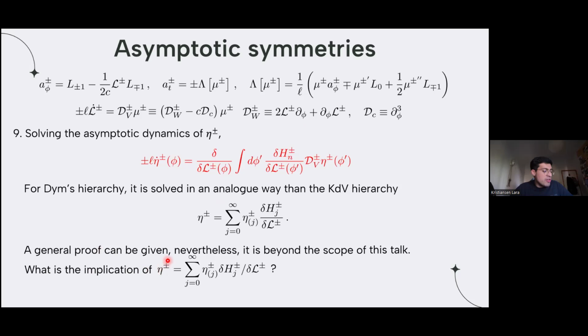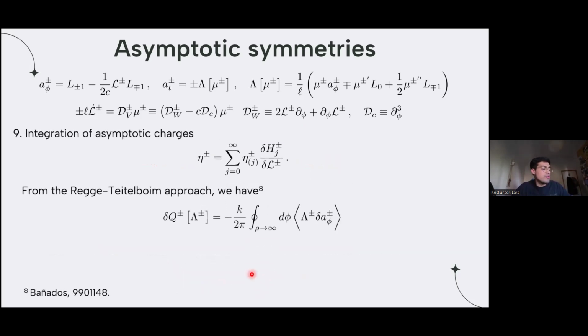So what is the implication of eta being a superposition of Gelfand-Dickey polynomials? What I like from the Hamiltonian perspective, as I was saying before, is that one can control the asymptotic degrees of freedom. And in this sense, to integrate the charges from the Regge-Teitelboim approach, one has that the generator of charges, like the mass, the angular momentum, and so on, is given by this expression that you may read here, where lambda is given by this guy, but lambda here will depend on eta.